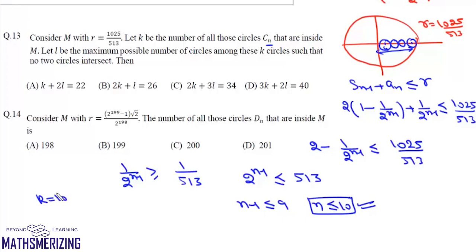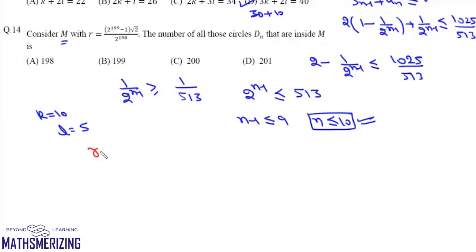Now from these k circles, we have to find L, which is the maximum number of possible circles which do not intersect. If there are 10 circles, so if we select alternate circles, they won't intersect. So the maximum value of L will be simply 5. So the value of k is 10 and the value of L is 5. Now if we look at this option D, this is 3k, which is 30, plus L which is 10, which is 40. So the correct option is this option D.